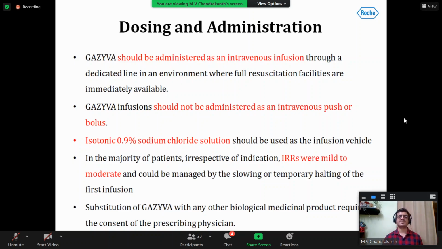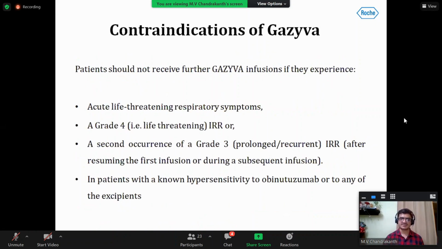infusion-related responses were mild to moderate and could be managed by slowing or temporarily halting the infusion. So even we have seen in clinical practice where a lot of patients do complain of itching, bronchospasm, respiratory difficulty, and so on. All these promptly respond to temporarily stopping it or slowing the rate of infusion, giving corticosteroids, antihistaminics, antipyretics, and again resuming the infusion slowly once these symptoms have resolved. Substitution of Gazyva with any other biologic medicinal product requires consent, of course. If a hypersensitivity reaction is suspected during or after the infusion, we must be careful regarding subsequent infusions.